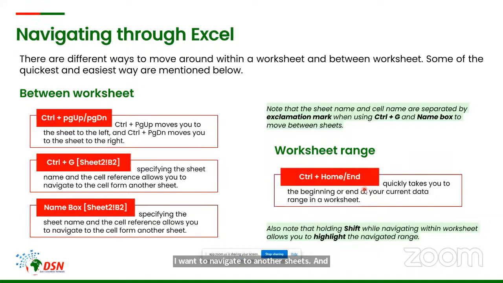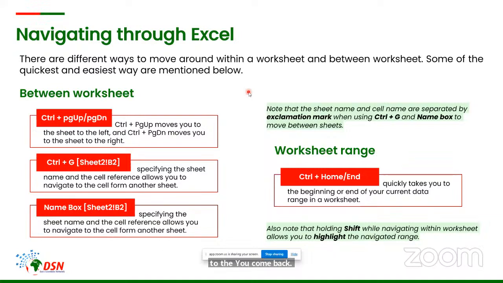And the likes. So there are different ways to move around within a worksheet and between worksheets. The quickest way between worksheets is to use Control Page Up or Control Page Down. Control Page Up means let me go to the previous sheet. It moves you to the sheet that is to the left. Remember, the sheets are arranged at the bottom of Excel. So if I do Control Page Up, it will just go to the left. If I do Control Page Down, it will come back to where I am.